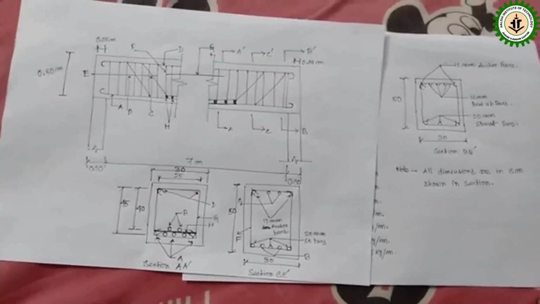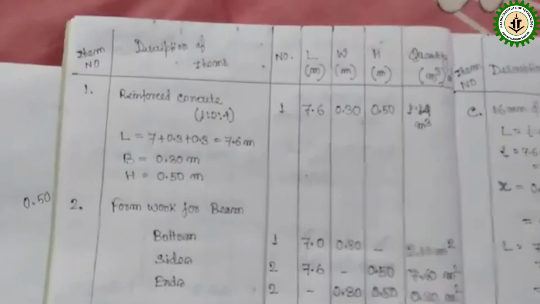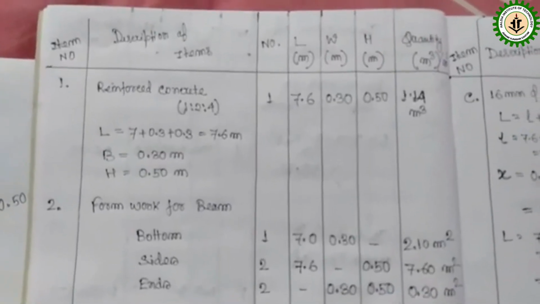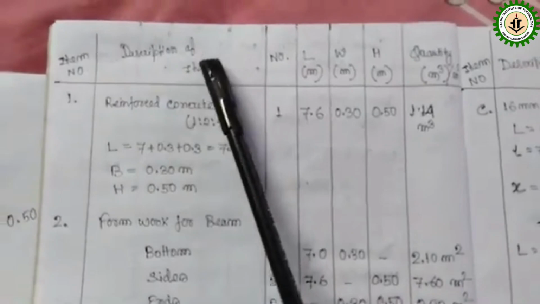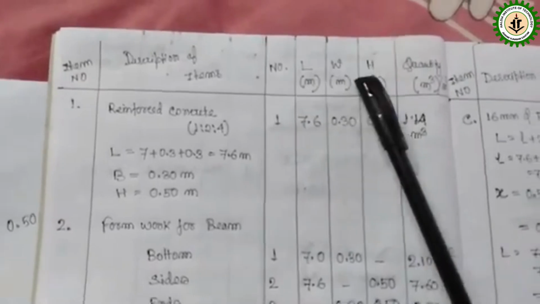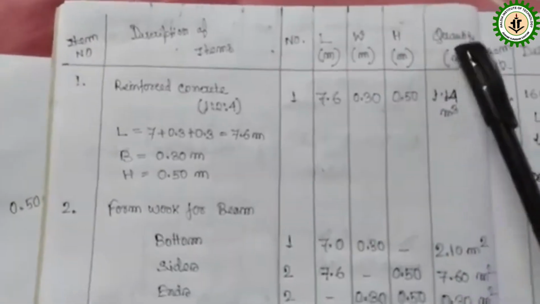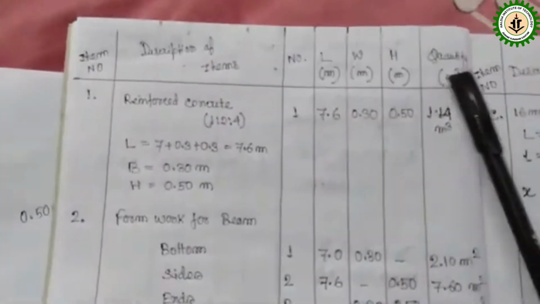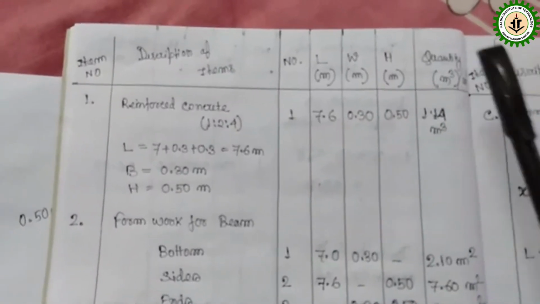To determine the quantity of different items, at first you have to take a measurement sheet. So the format of the measurement sheet is like this. In the first column we have to enter item number, second column description of items, third number of items, fourth length in meter, fifth width or breadth in meters. In the sixth column we have to provide height in meter, and in the final column, after multiplying these 4, we will get the quantity in meter cube, or sometimes in meter square, or in kgs also.